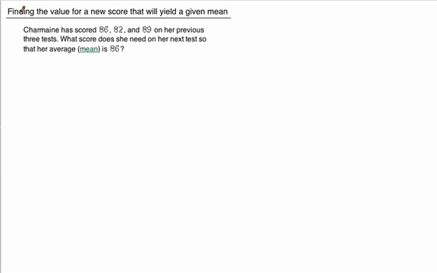Alright, here we're going to look at finding the value of a new score that will yield a given mean. Remember, mean is the same as average. So the problem states Charmaine has scored 86, 82, and 89 on her previous 3 tests. What score does she need on her next test so that her average or mean is 86? Well, remember, we find the mean by adding up all numbers and then dividing by how many numbers there are.